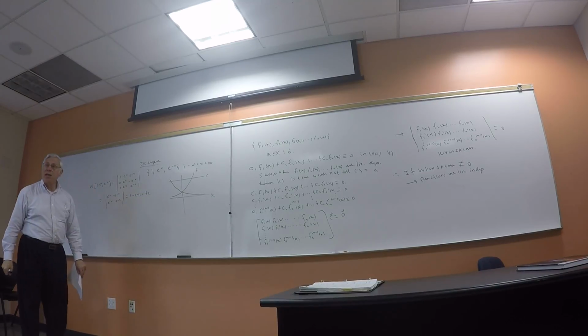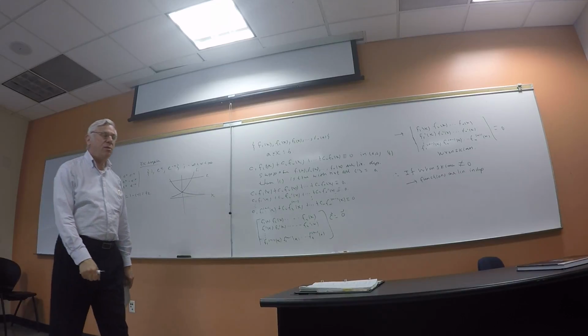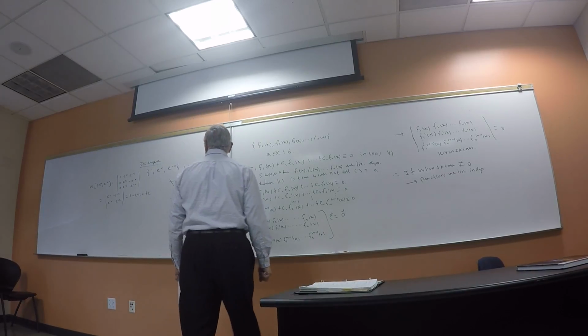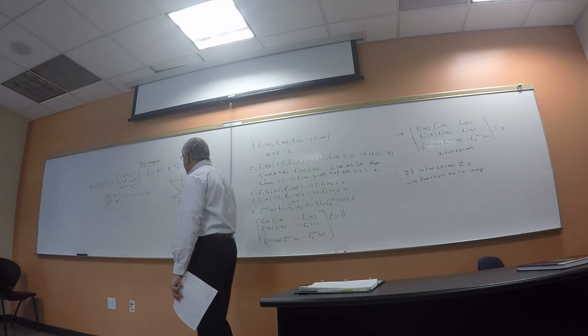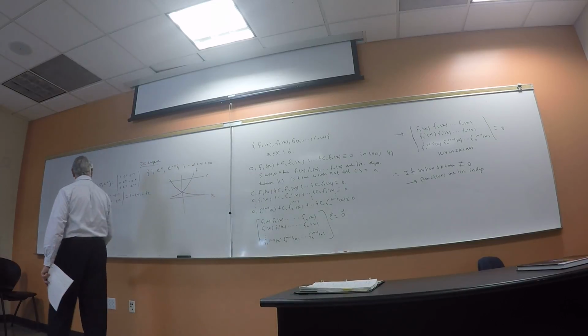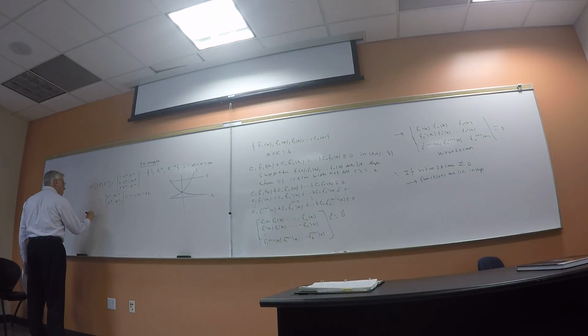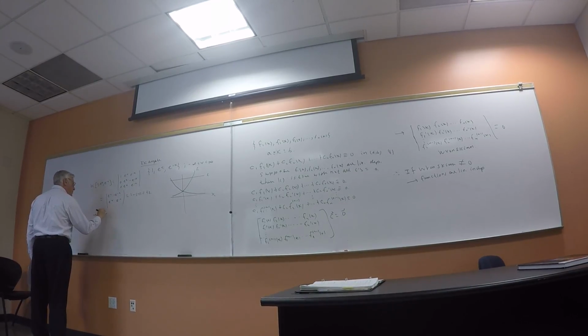So since the Wronskian came out to be 2, which is obviously non-zero, those functions are going to be linearly independent for all values of x. So therefore we conclude that it is a linearly independent set.